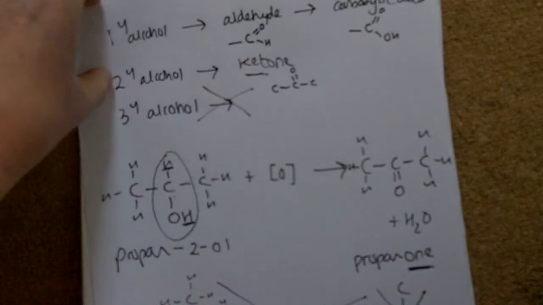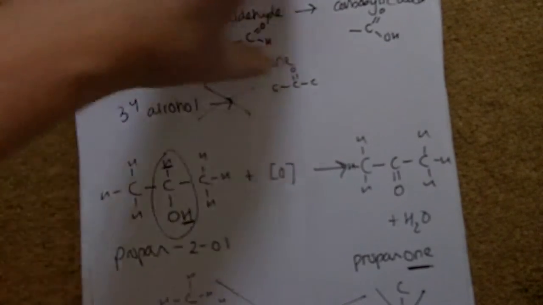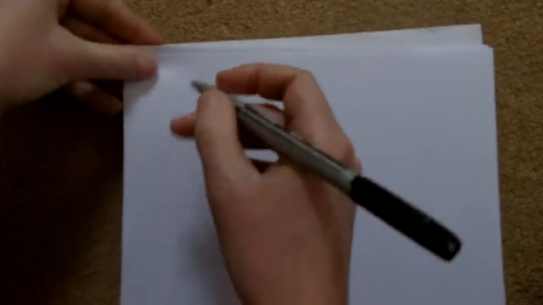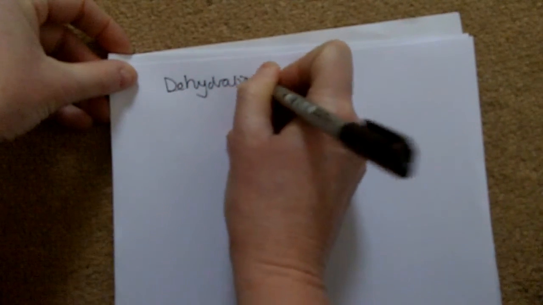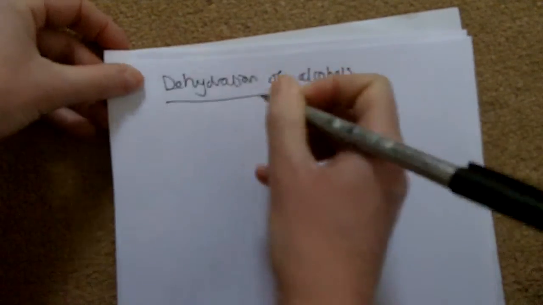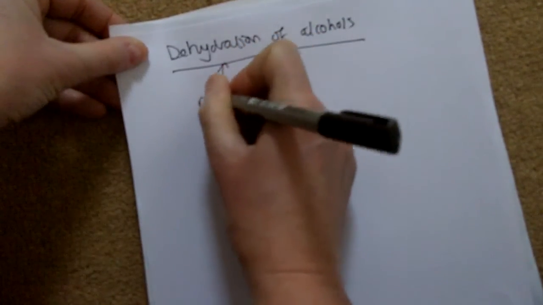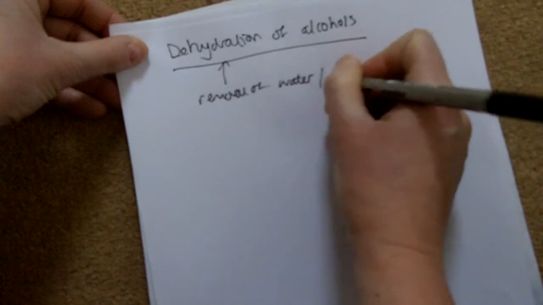The next reactions, 2 more reactions. We've done combustion, we've done oxidation. The next one is dehydration of alcohols. Do you know what the word dehydration means? Dehydration means removing water, sometimes called elimination of water.